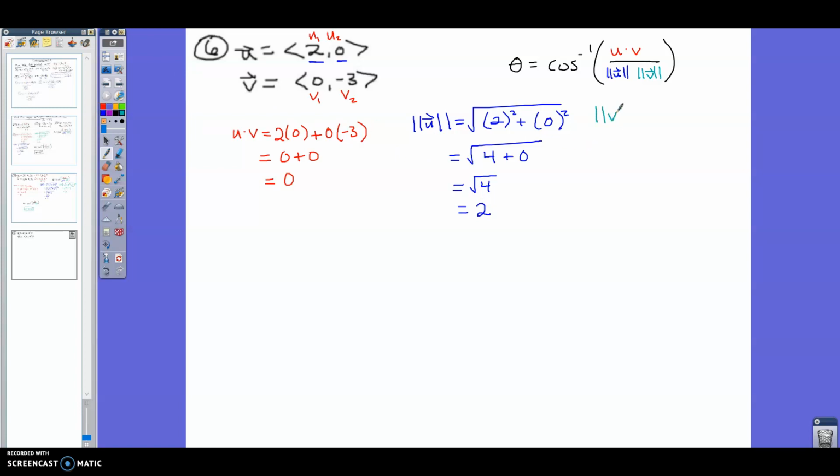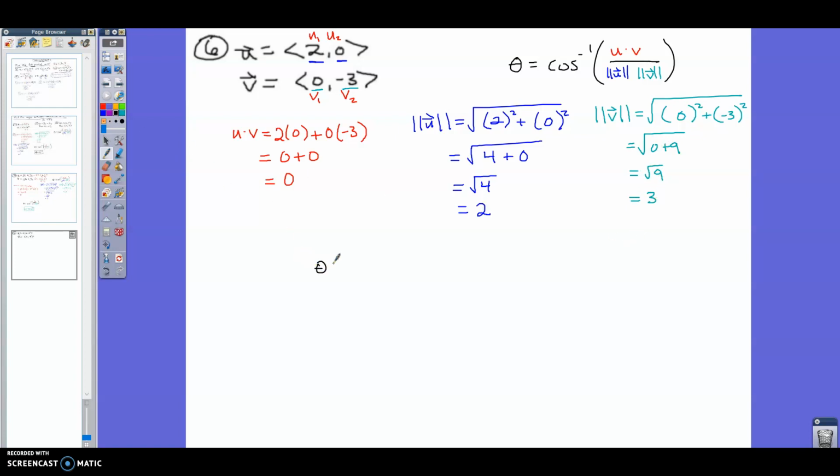So we're going to do the same thing with vector v. X component squared plus the y component squared, and then we take the square root of all that. So our x component is 0, y component is -3. So 0 squared is 0, -3 squared is 9, and if we take the square root of 9, we get 3.